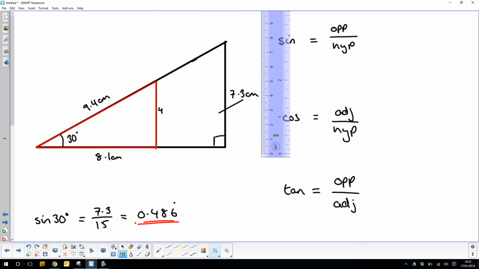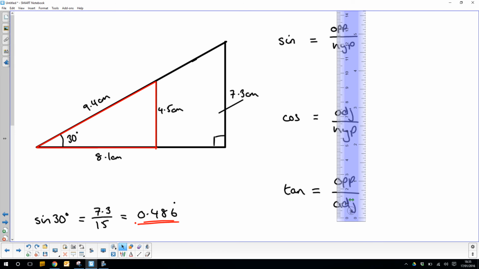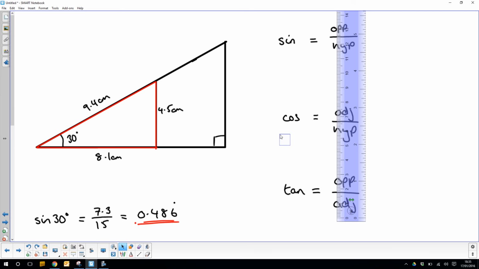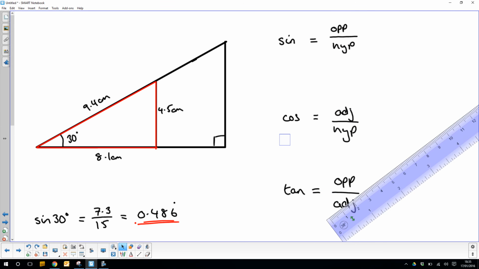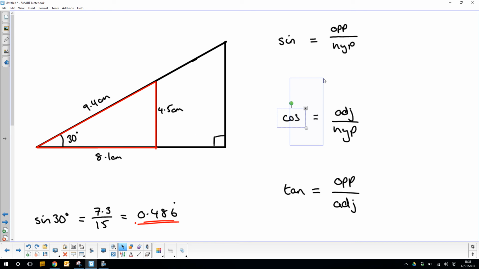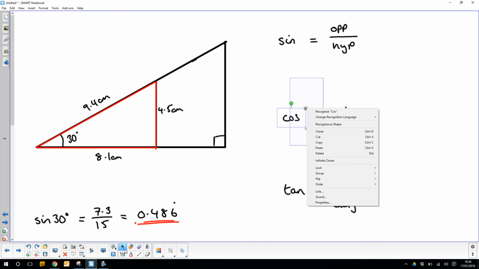Let's have a tidy up. Get rid of that, and that, because we're not using that height anymore. I'm also done with my ruler, so I might as well delete that. We now have all sorts going on here, and I'm not really sure why.